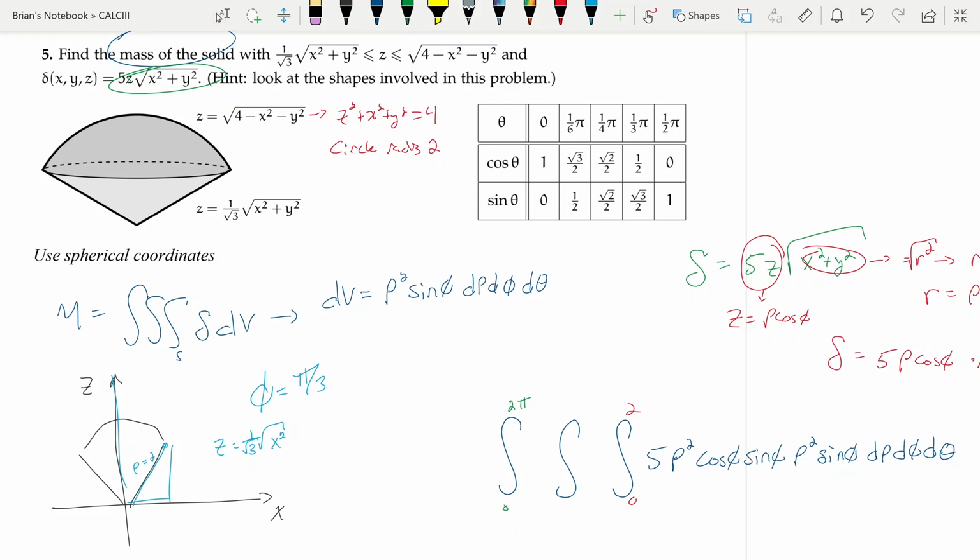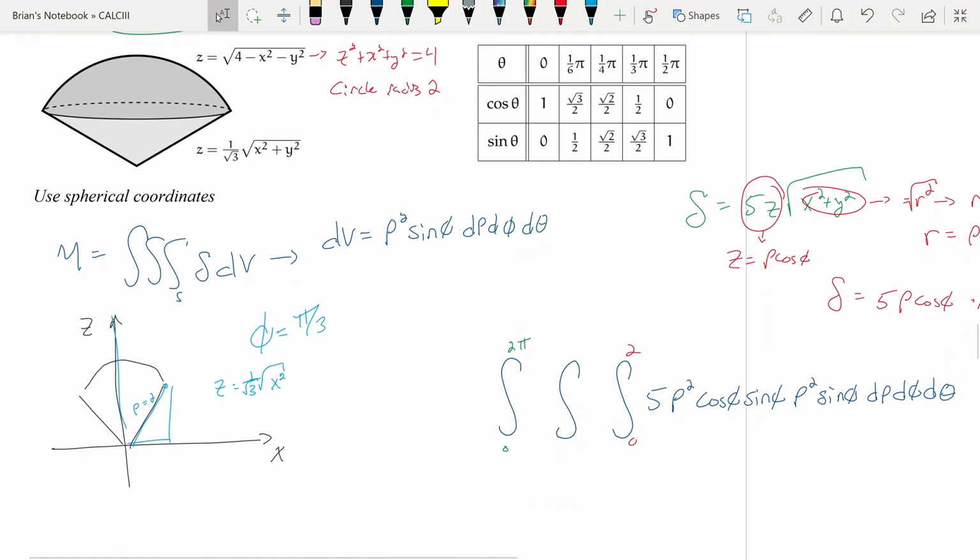Okay, so, trying to think about how we solve this problem. What we're looking for is the cosine theta is equal to square root 3 over 2, which will give us pi over 3. That's what we want, right? Trying to think about how we solve this problem. Anybody got any ideas? I'm a little stumped over here now that I'm looking at it.